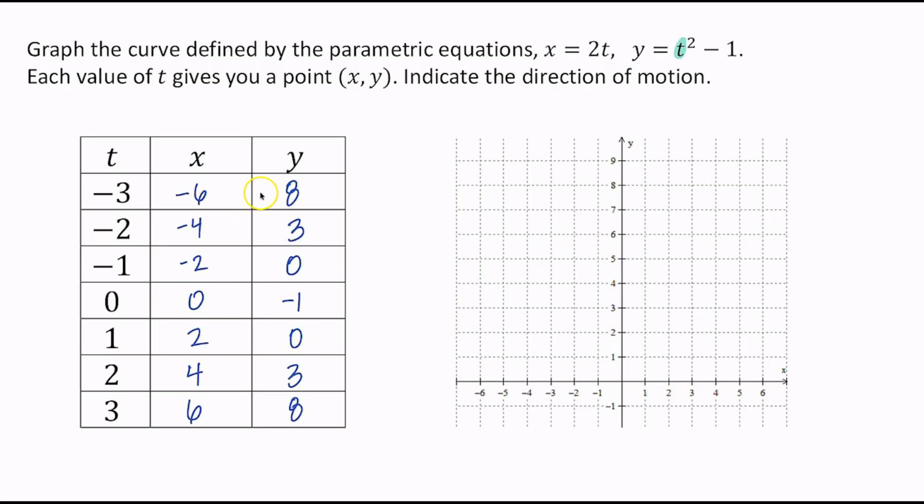So now we're going to go ahead and plot these coordinate points. So we have the coordinate point negative 6, 8.